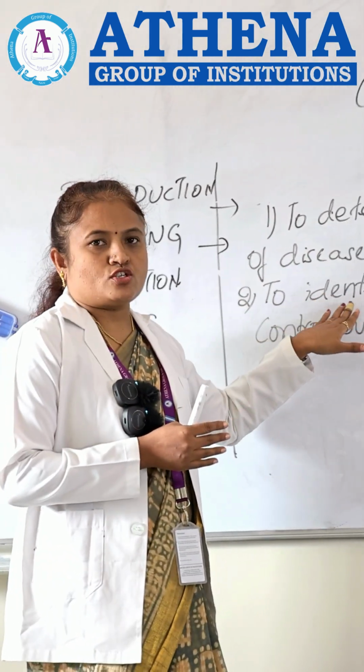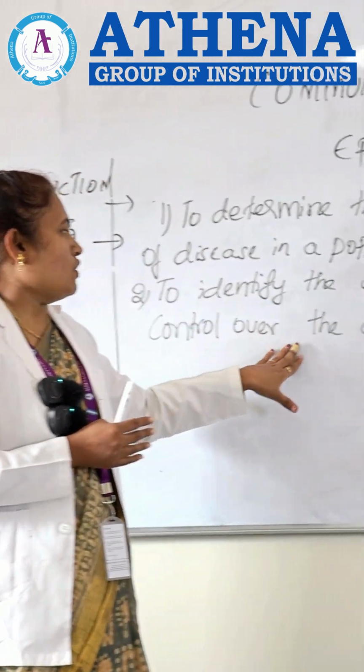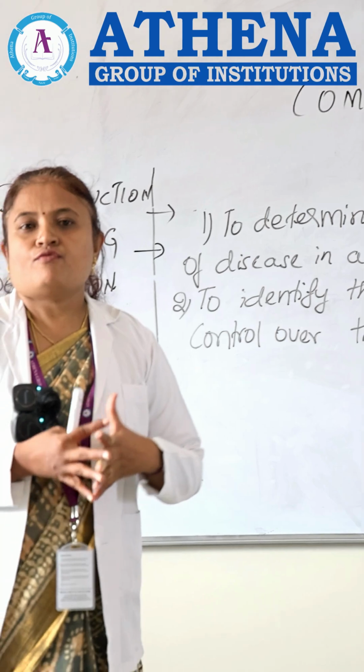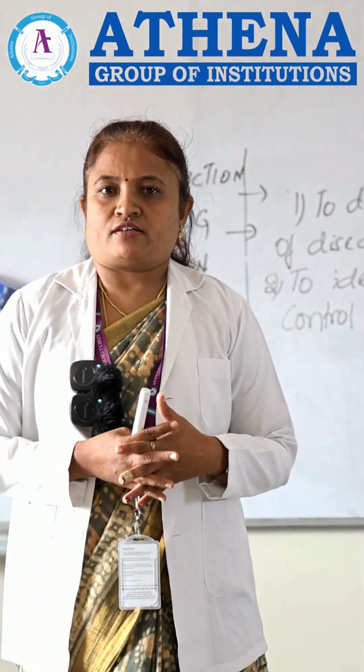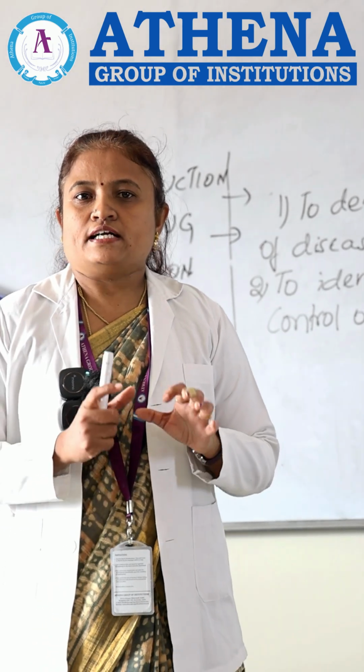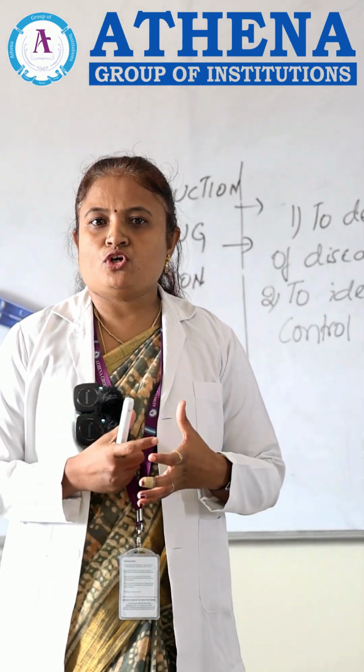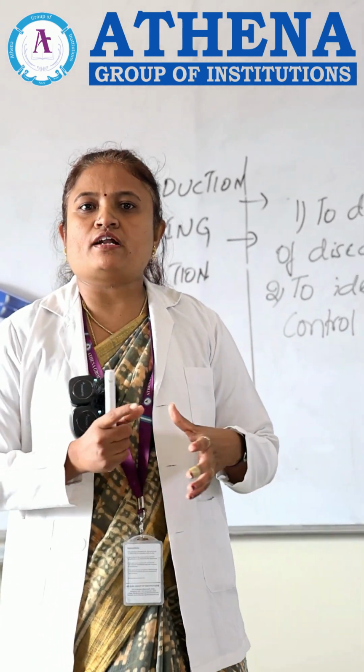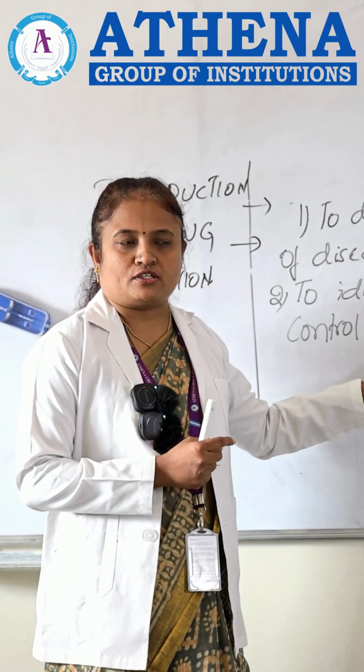The second aim is to identify the etiology to achieve control over the diseases. For every disease the causative factors are different. So we have to know the exact cause of the disease, and only then can we control the disease after identifying the causative factor for that particular disease.